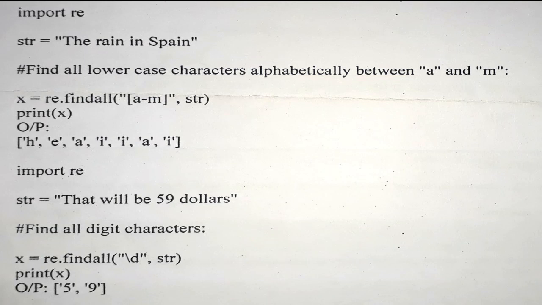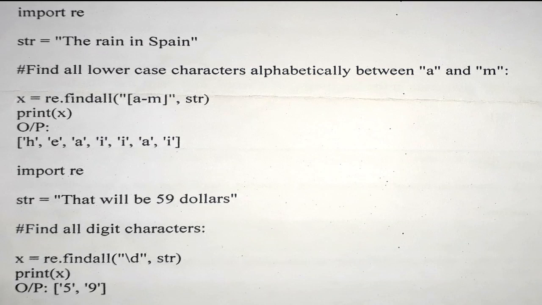Because just now we have seen the special sequences. Slash d means if the string contains 0 to 9 numbers, then just take the numbers and display them. Search will give you the result in true and false format, and find all will take the characters or the data which match the pattern.